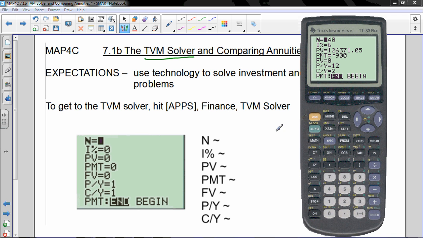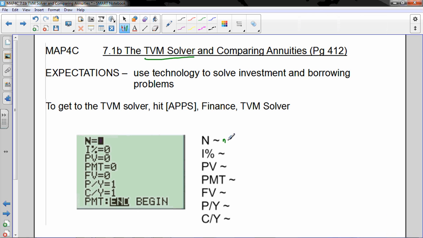And there's the TVM solver. Now, this one's got some stuff already in it, and yours might be blank, but I'm going to go through and say what these things are. N is exactly what you think. It's the number of payments, or periods. We've always thought of those things as the same. Number of periods or payments.